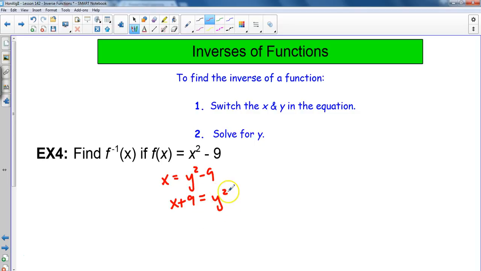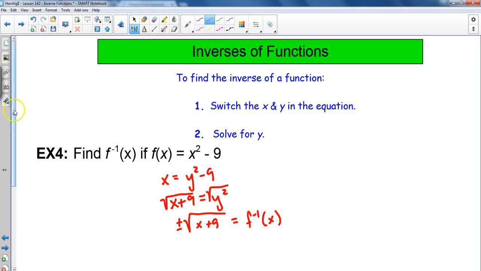And then the next thing is I need to undo what's being done to y. Y is being raised to the second power. In order to do that, I take the square root. Whatever I do on one side, I got to do on the other. And we know that anytime you take a square root, we have to end up with a positive version and a negative version of that particular argument. So plus and minus the square root of x plus 9, and this is really what's different. That's equal to y, or in other words, f inverse of x.